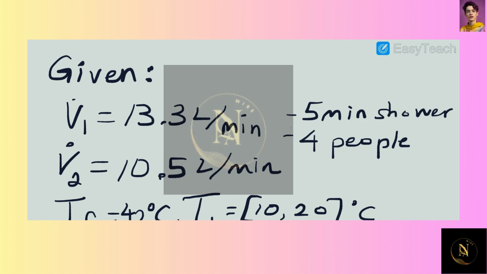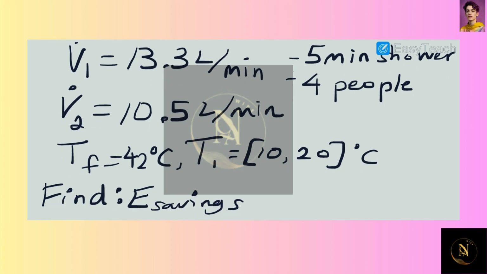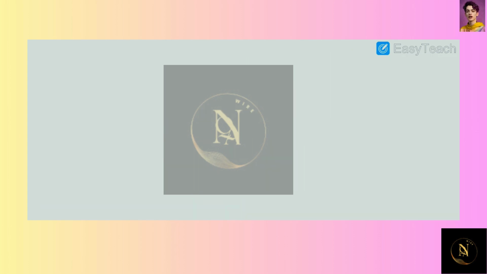family, and we know the final temperature that the water is being heated to is 42 degrees Celsius, and we're asked to vary the input temperature from 10 to 20 degrees Celsius. And what we're asked to solve for is the energy savings as we vary that temperature between 10 and 20 degrees Celsius. So what we're going to do now is just go ahead and write down some pertinent information.